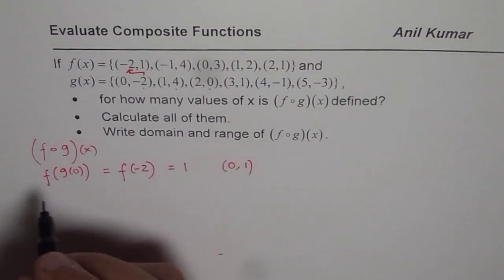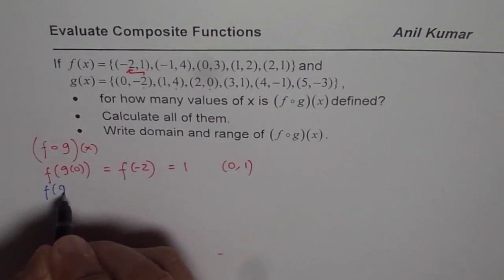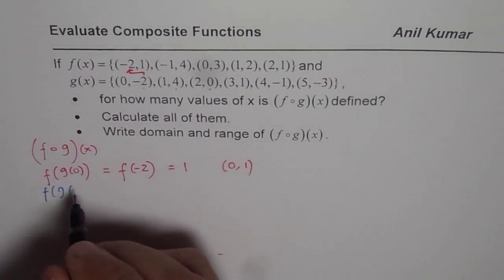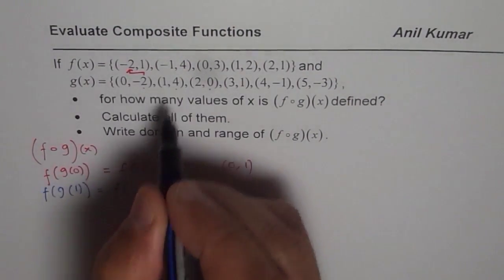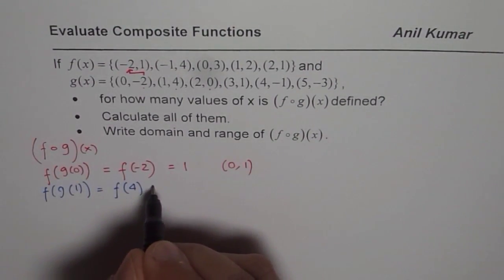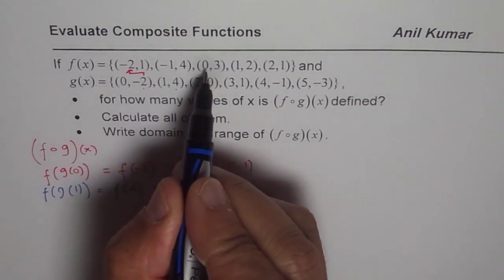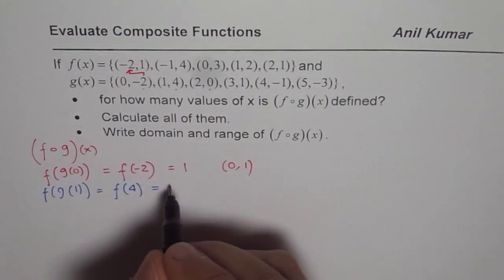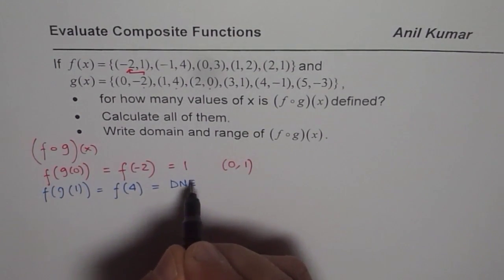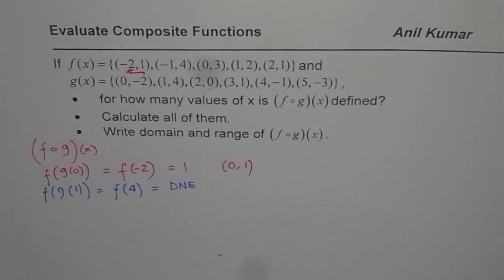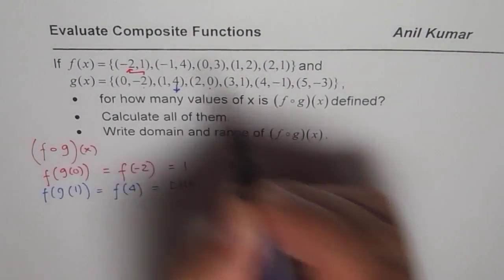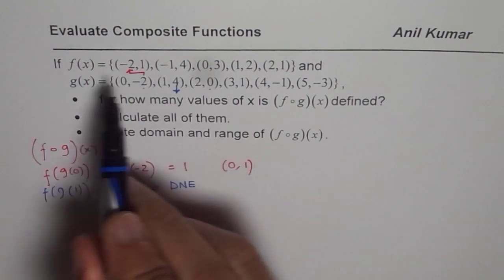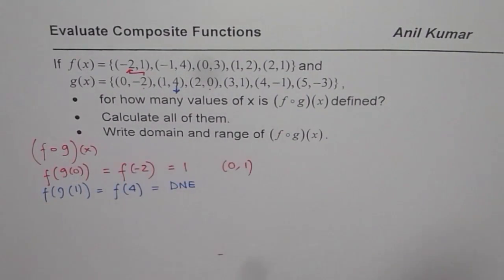We are taking this as f of g of 1, right? So if I write g of 1, that is 4. Now f of 4, as you can see here, 4 is not there in the input, so it does not exist. So that value you cannot find, correct? So it is 4, but 4 is dropped out since f does not have an input of 4.